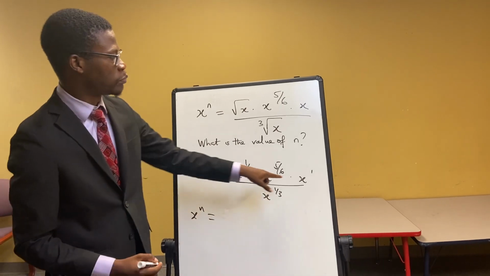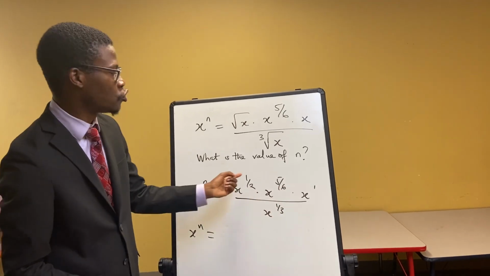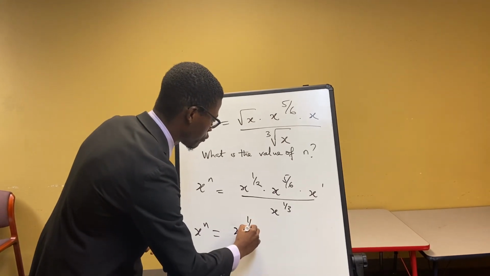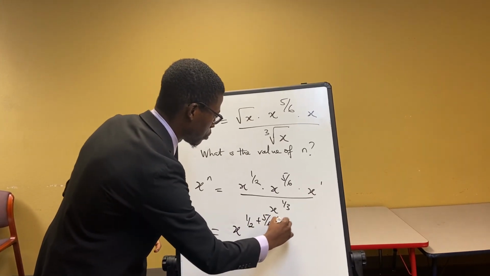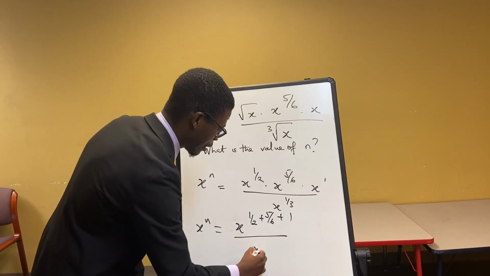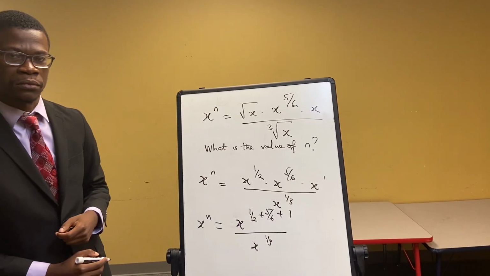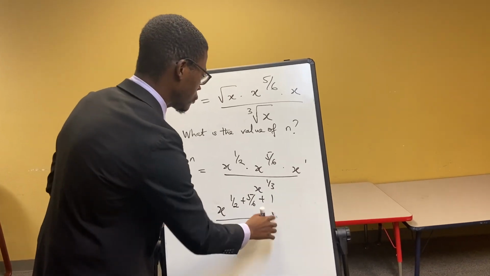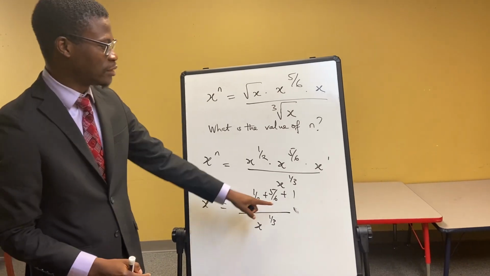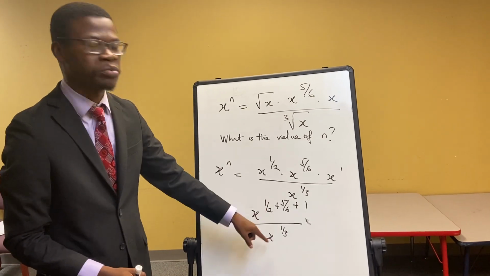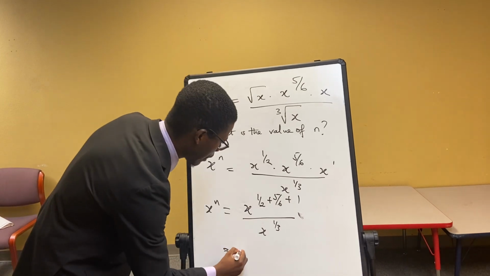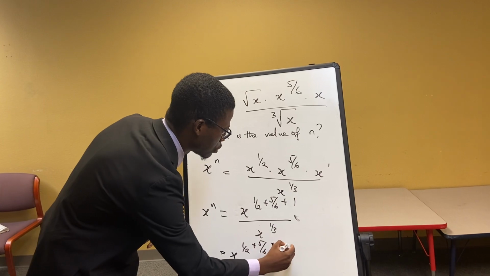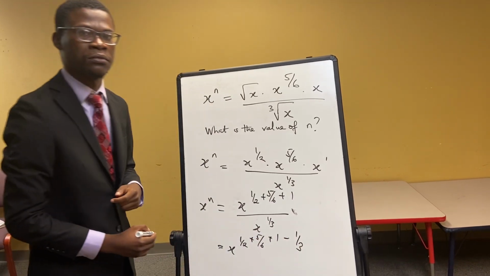Now, when you are multiplying numbers with exponents, what do you do? You add the exponents together. So this becomes x to the power of half plus 5 over 6 plus 1, divided by x to the power of 1 over 3. Now, this is the same thing as saying, we are dividing exponents here. What do you do? We subtract. So this becomes x to the power of half plus 5 over 6 plus 1 minus 1 over 3.